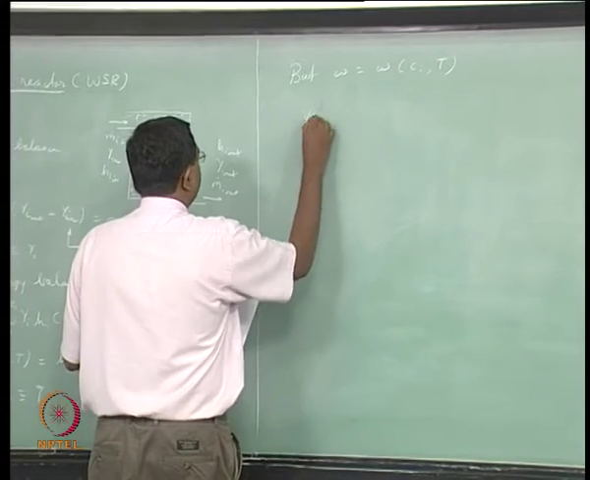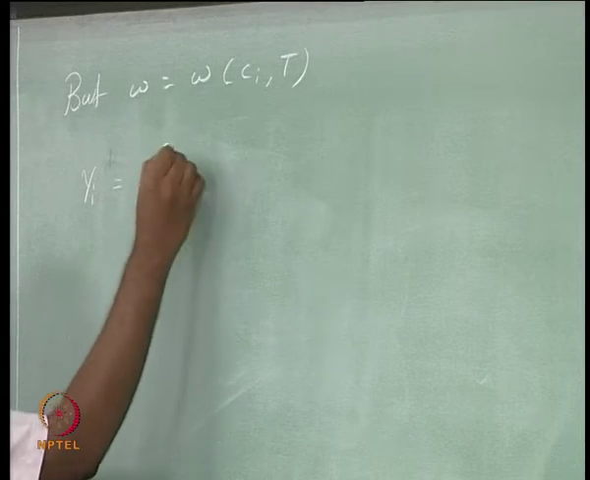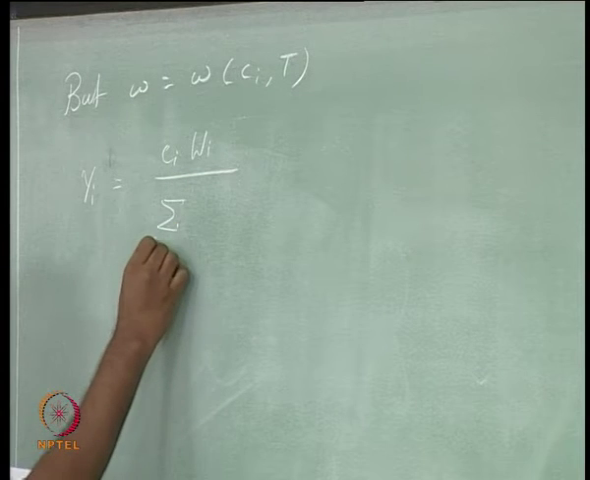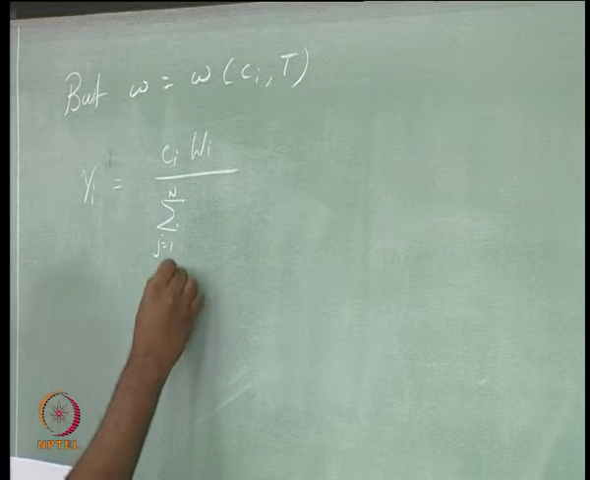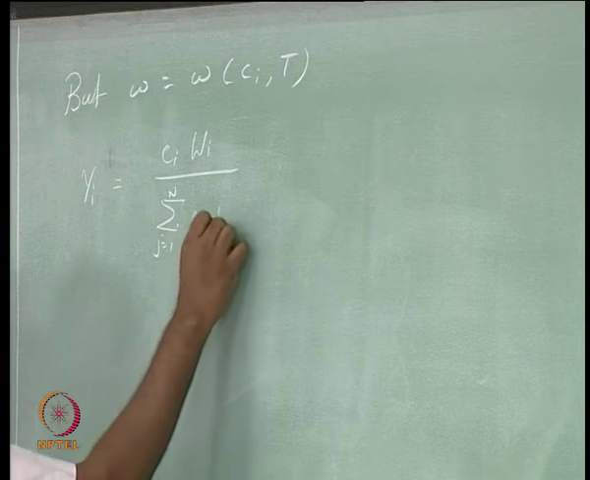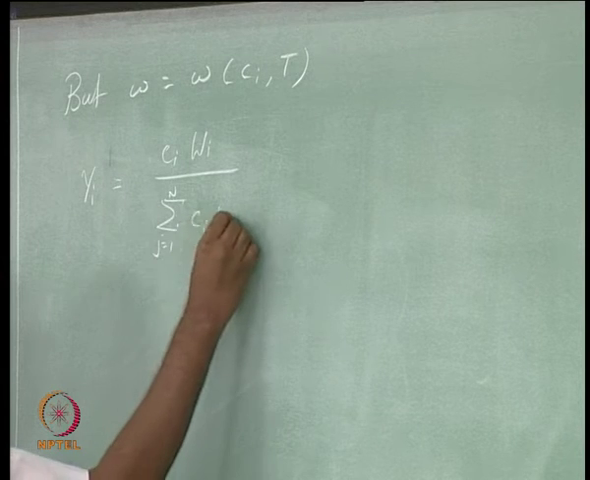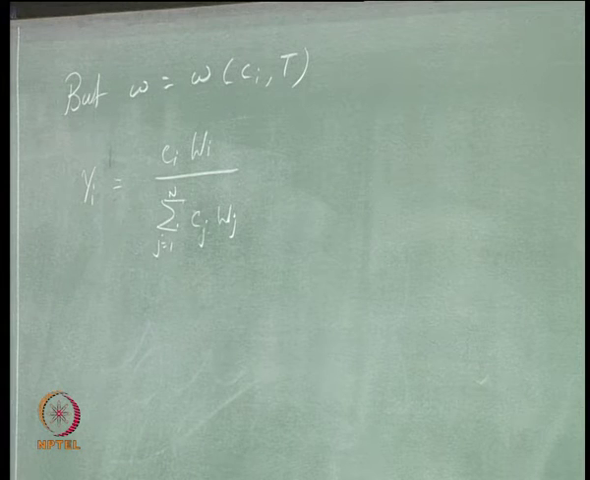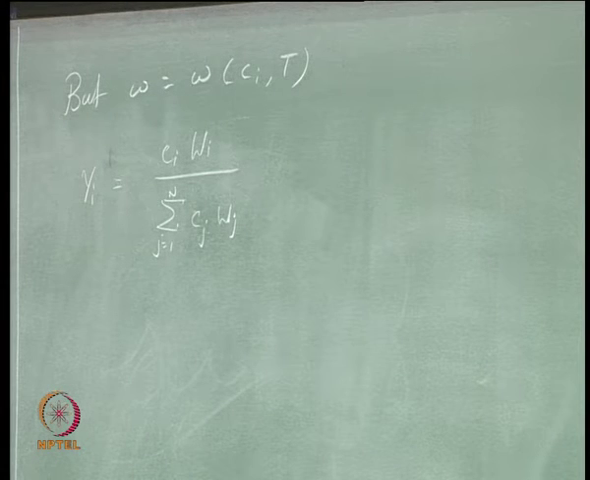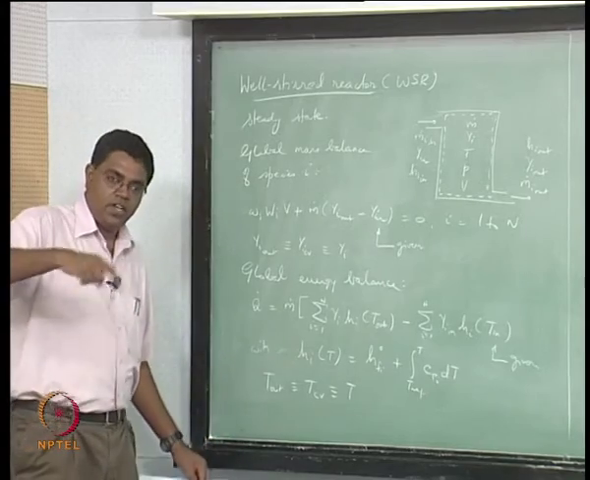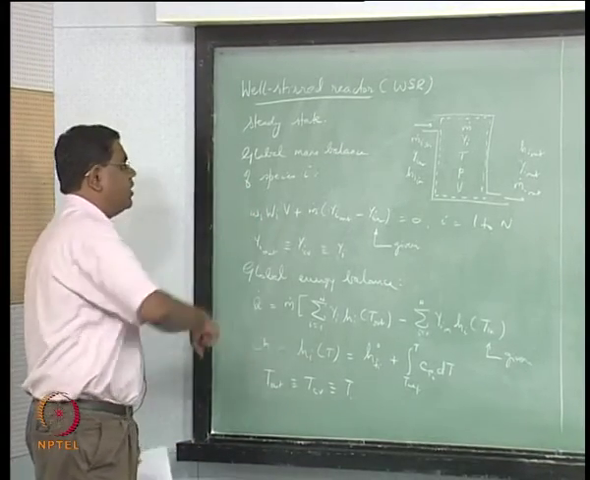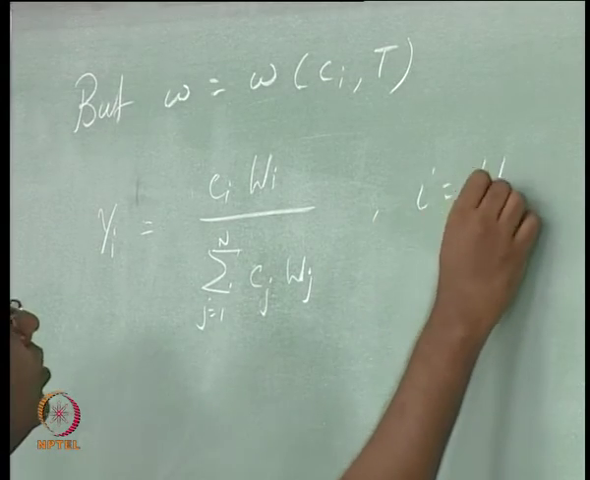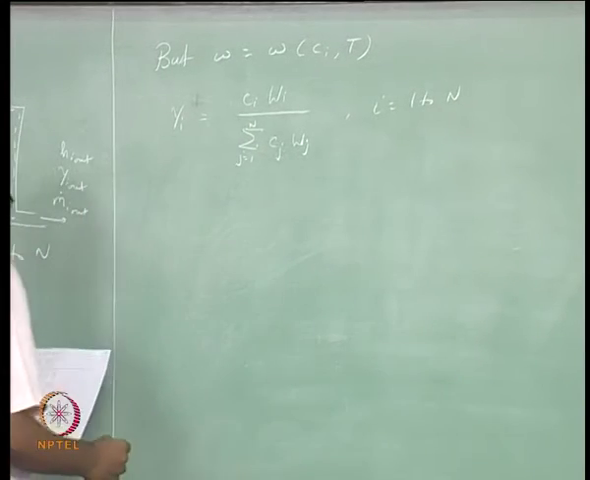That is given by yi equals ci capital Wi divided by the sum over j equals 1 to n of cj capital Wj. So anytime you try to find a yi, you have to find a ci out of it and then plug it back into omega i and use it there. This is for i equals 1 to n as well.